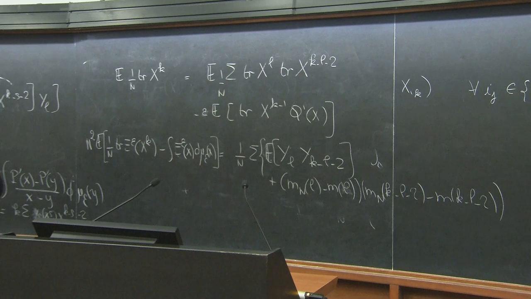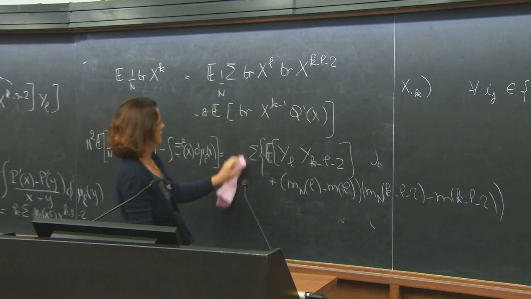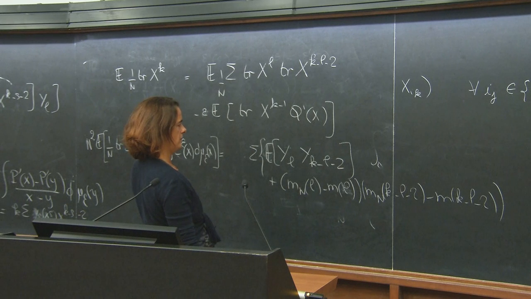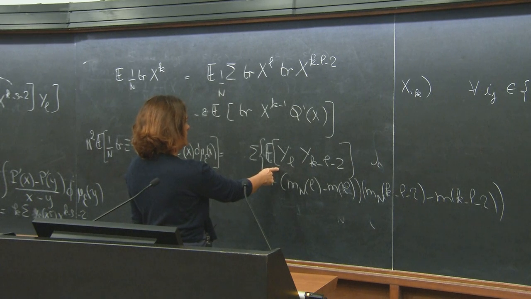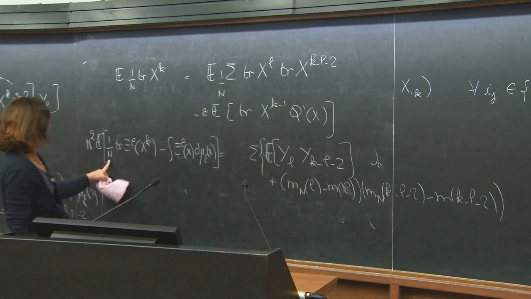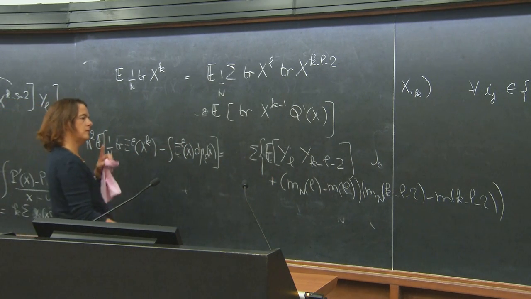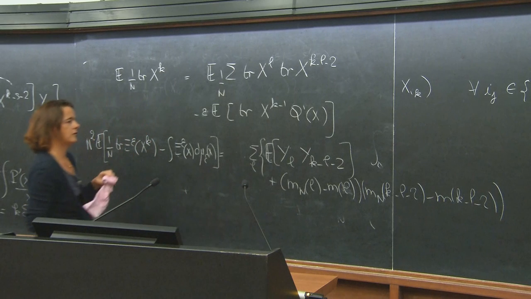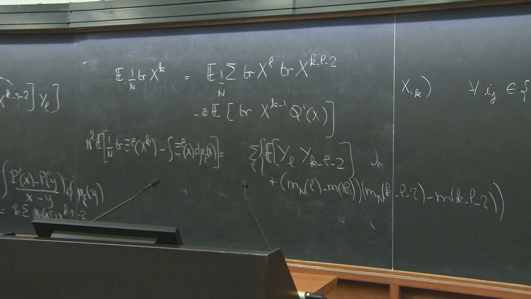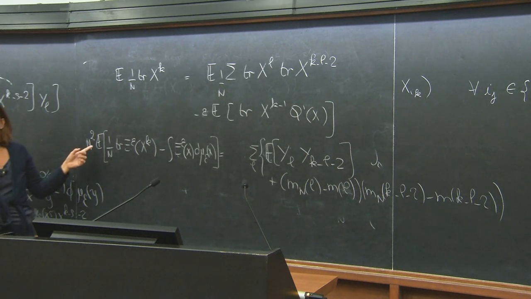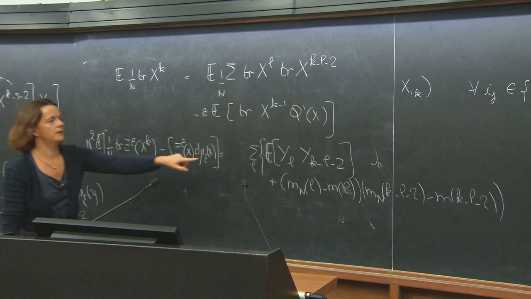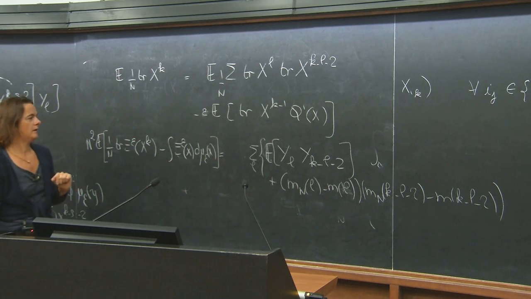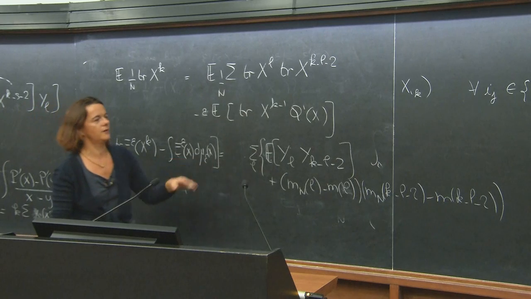Suddenly, I have a hesitation. Should it be n square? Is it n or is it n square? Ah, yeah, I divided it by 1/n, so it was n, 1/n². Yeah. Okay, so that's right, that's the right formula.